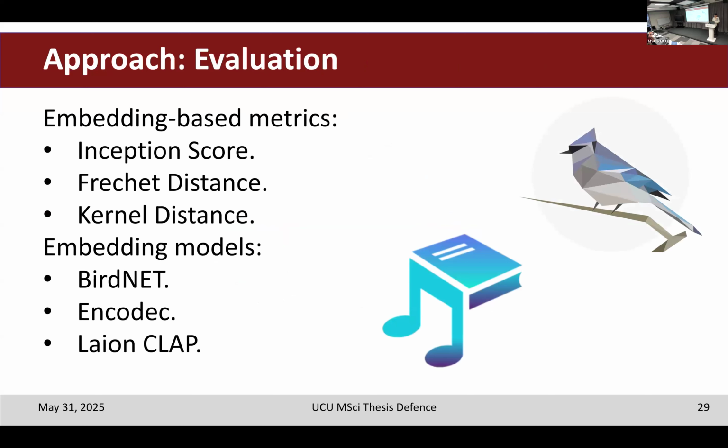And now let's come to evaluation. Evaluation contains both objective and subjective metrics, starting with embedding-based metrics at its core. We have used an inception score with BirdNet classifier outputs, and also Fréchet kernel distances in BirdNet, EnCodec and LAION-CLAP embedding spaces. BirdNet captures bird-specific features, while EnCodec tries to capture audio-related features, and CLAP tries to capture text description-related features of this general audio sample.